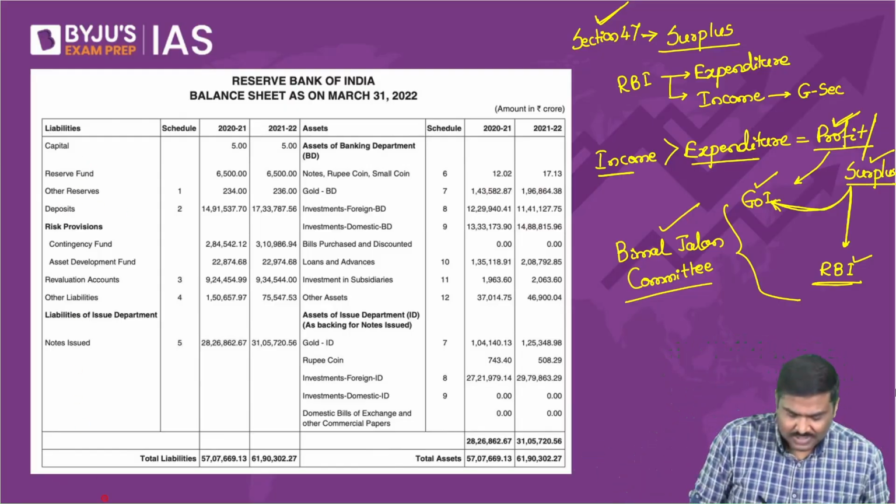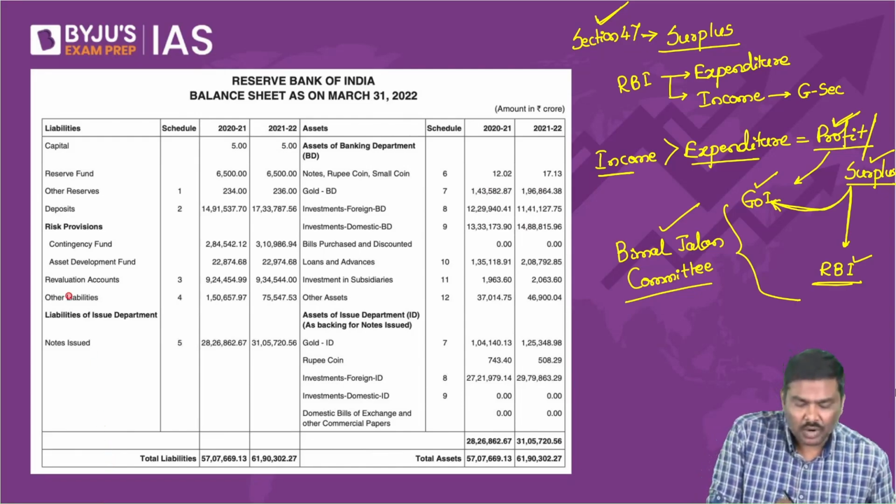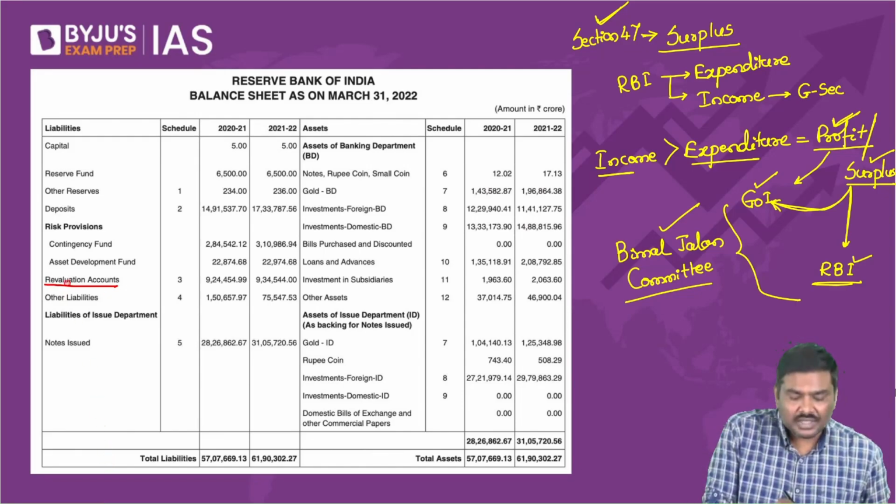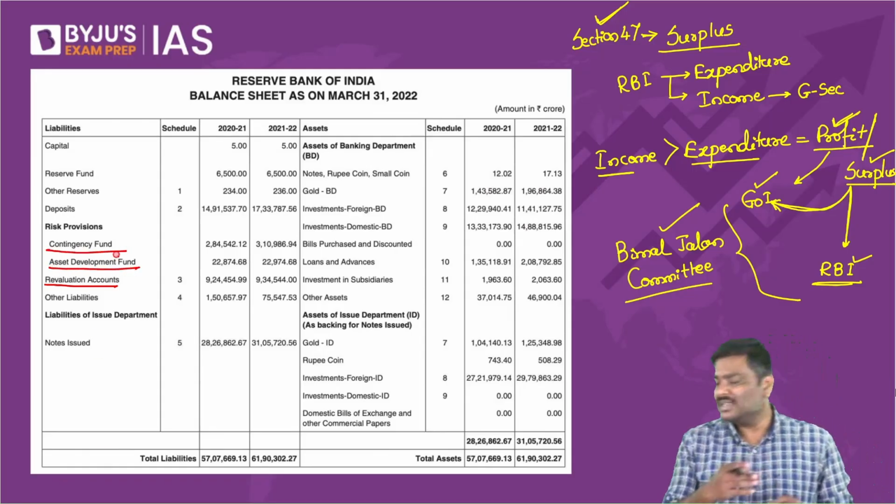To understand the formula, you'll have to understand, right? Have a look at this. What is this revaluation account? What is this asset development fund? What is this contingency fund?